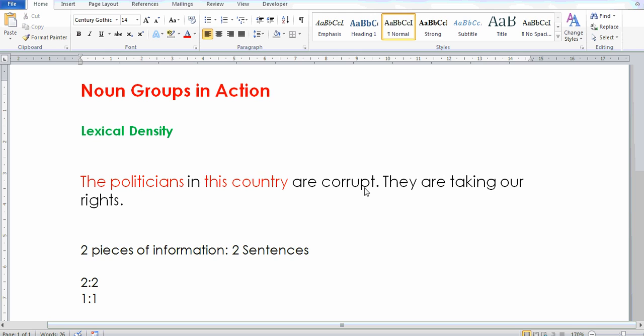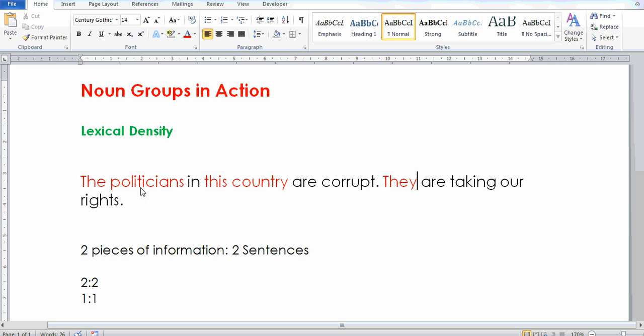When we move on to the next sentence, and you might remember that we need a noun in every sentence, we've used a pronoun, which is the word they. And when we say they, we're talking about the politicians. So you might notice that every noun within these two sentences is effectively related in some way to the politicians. So what I'm going to try and do is combine some of this information so that it all goes together into one noun group.